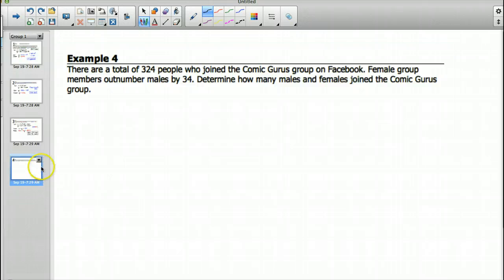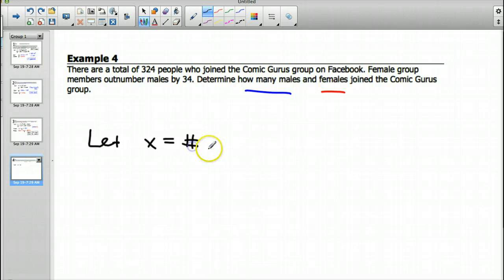Okay, for the last problem, what I'd like you to do for that one is we'll set this up together and then you try solving it on your own. Okay, so we'll set this one up together. We know there's a total of 324 people who joined the Comic Gurus group on Facebook. It says female group members outnumbered males by 34. We want to know how many males and how many females joined the Comic Gurus group. Okay, so for this one, we'll let X be number of males. We'll let Y be number of females.